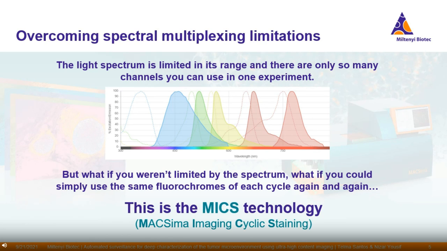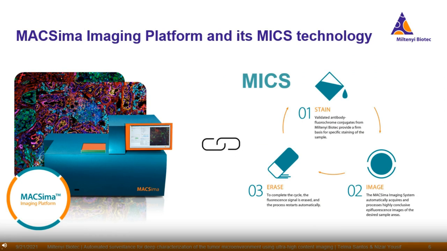And that is exactly what the MICS technology is about. It stands for MACSima Imaging Cyclic Staining, and it does exactly that. And it is as classic and elegant as you imagine. It's that simple. The MICS technology happens in the MACSima Imaging Platform. This is an instrument we developed at Miltenyi, and basically what it does is iteratively perform cyclic staining. It stains the sample, images the sample, and erases it. But let me show you a bit more how it works in an easy way.